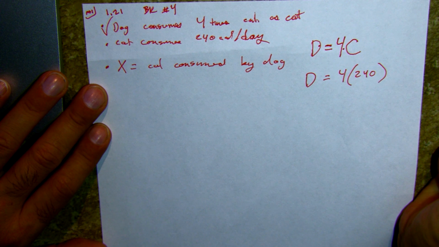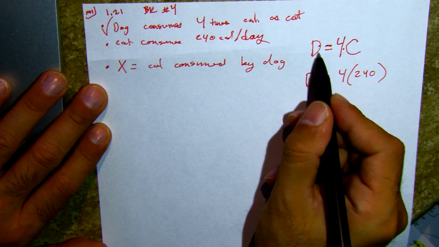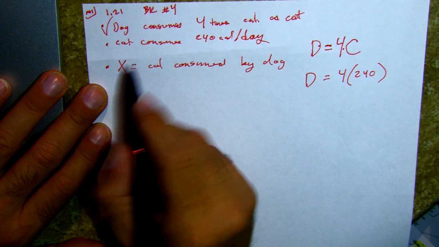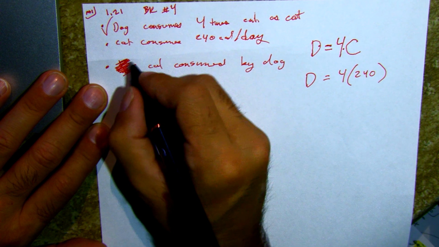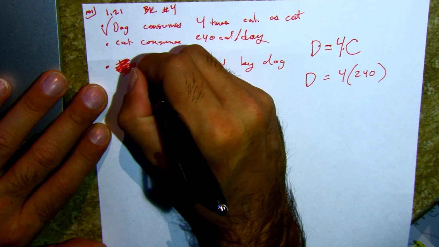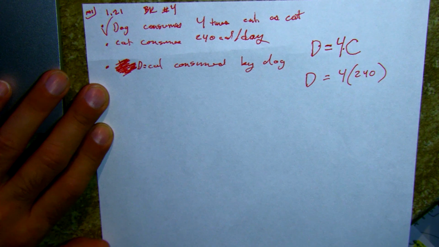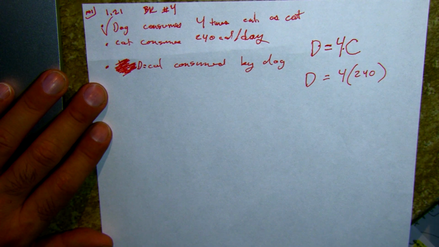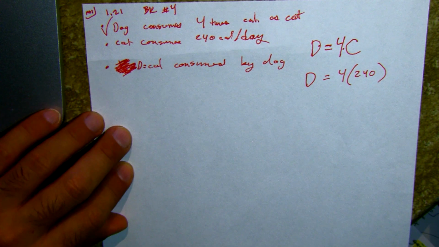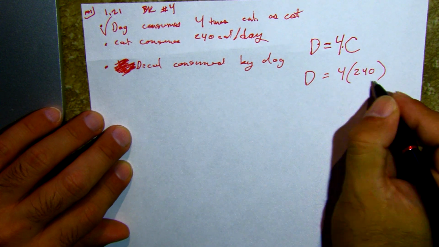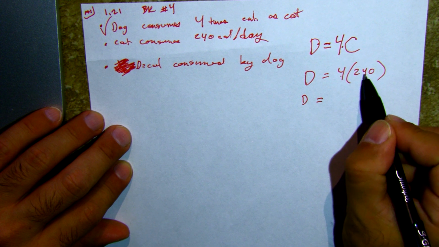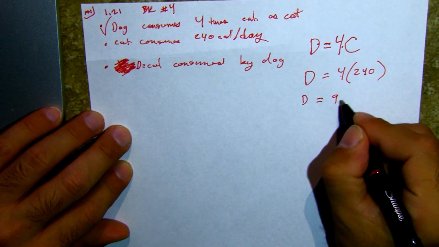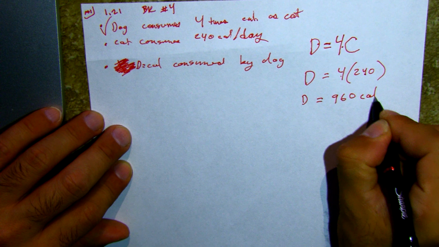And it looks like I've been using D and K here for dog and cat, but let's go ahead and change it and keep it the same. I'm going to change this right here. Let's make it D equals the calories consumed by the dog. Now we're aligned. We have everything matching. It's okay to change midway. That's fine. Okay. So now we have this. All we have to do to finish this up is make D equal to 4 times 240, which is 960 calories a day.